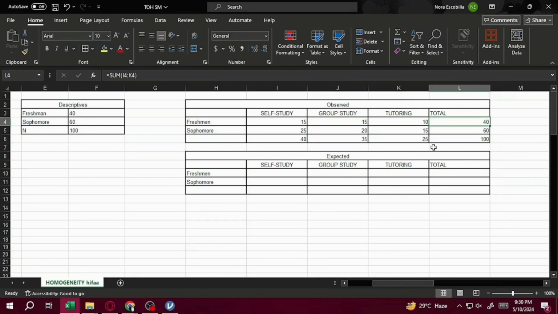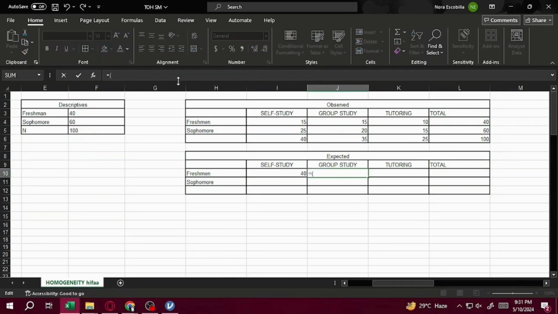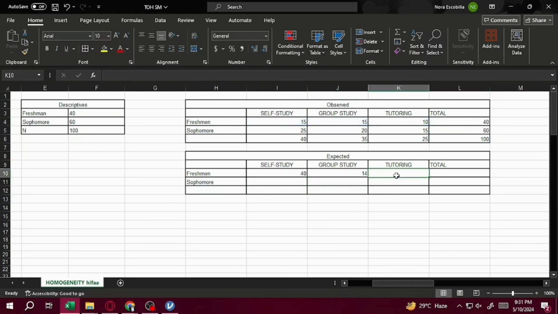So change it into the expected and remove all of the values that we have in the table. To get the expected value, the total of 40 in the freshman row will be converted into the percentage, like 0.4, and multiplied by the total column in the preferred study method, which is 40. And the result will be the expected value, which is 16. Like for example, 0.4 times 40 is equal to 16. So let's identify the group study. The total is 40, so what is the percentage of 40? 0.4 times 35 for the group study, we have 14. For the tutoring, 0.4 times 25, 25 is the totality of tutoring.